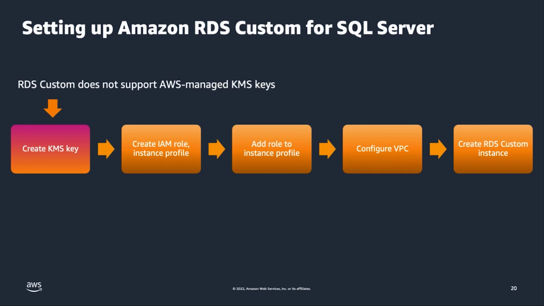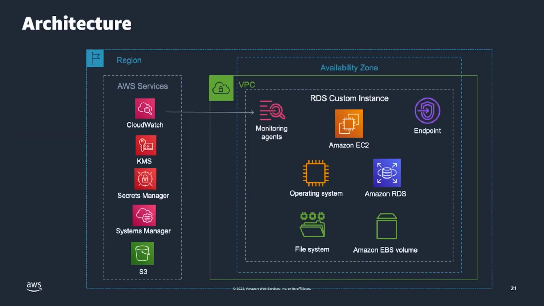So just make sure that you have those endpoints configured. And then you can go and create an RDS Custom instance. This is the high-level architecture of RDS Custom instance. These are some of the main components that will get provisioned or will be interacting with RDS Custom instance. So as you can see, EC2, the operating system, file system, and the EBS volume where the database files would reside. And then you also have an endpoint to connect to for your clients.